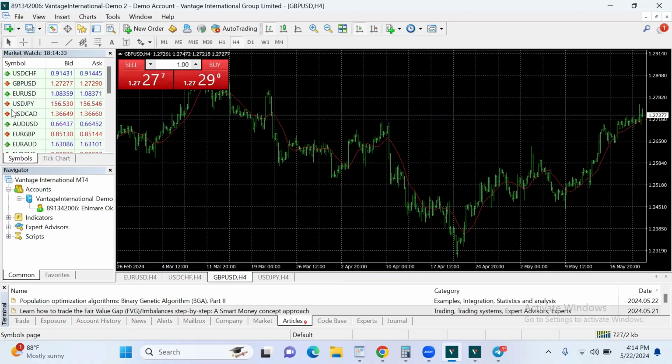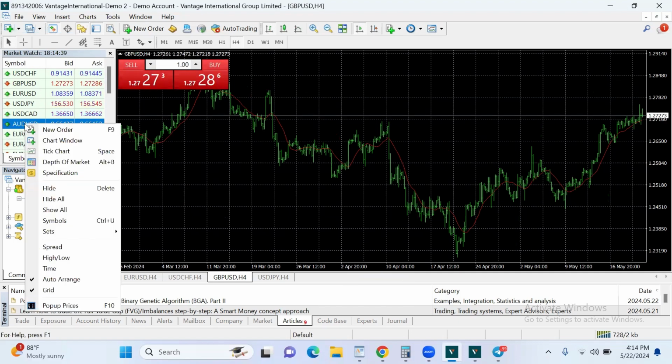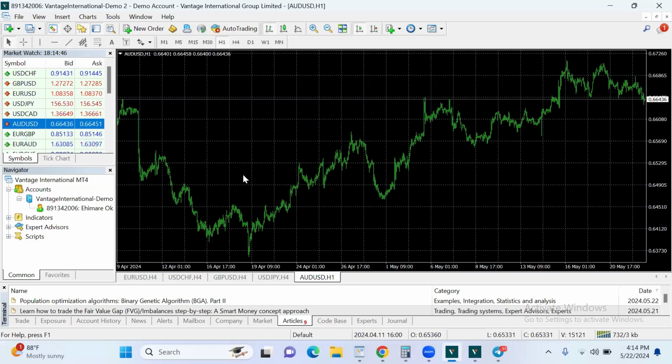So I come to the watch list and I look for AUD USD, right? I can see AUD USD. I right click on it and click on chart window. When I click on chart window, you see the AUD USD chart has opened. That's another way to open the AUD USD chart. That's another way to open new charts, right? Then there's still another way to open a new chart.